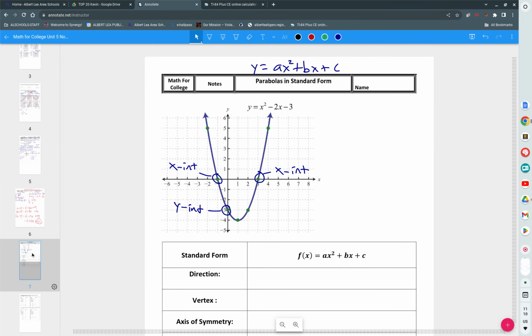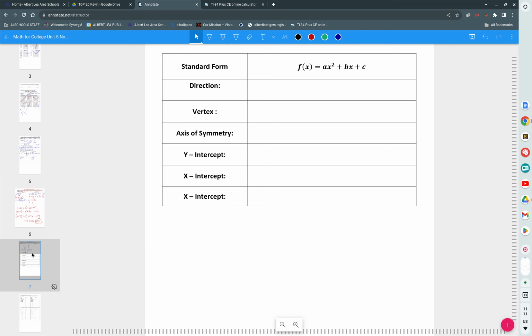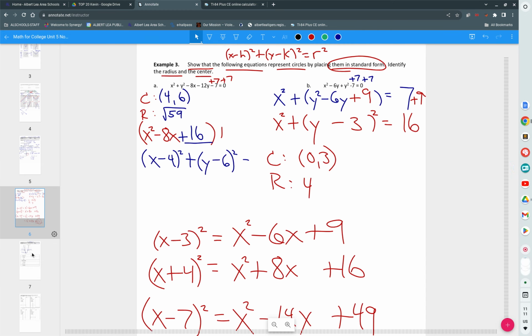Now let's think about this. If you were to plug in 0 for x, what would you end up with on the right-hand side? If you plugged in 0 for x, what would you get? Y is equal to c. You just get c, right? Plug in 0 for x, you just get c. So whatever number's on the end, c, that is your y-intercept. So you can simply look at the number on the end. Y-intercept is c.